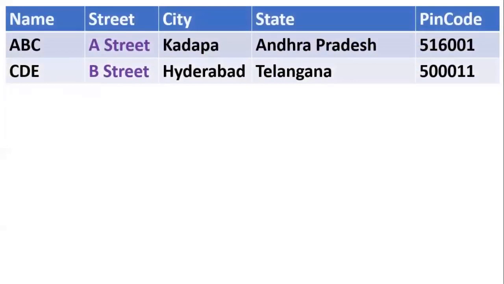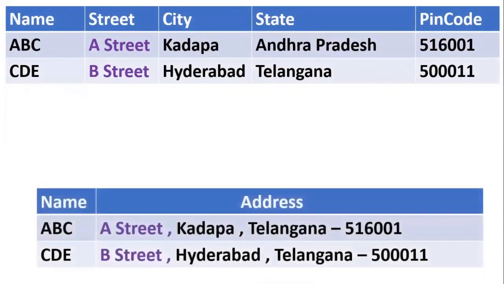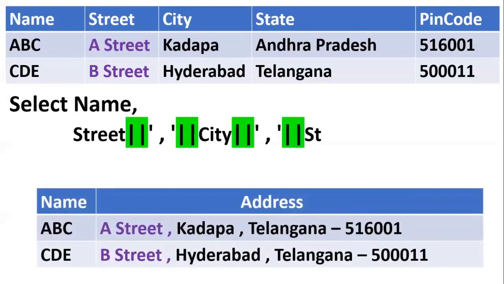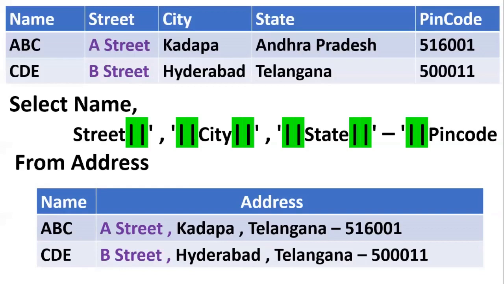Now we'll see the real-time requirement. Consider that a table has two records. Our requirement is that the name should be as is and the address should be concatenated with comma and hyphen. We need to combine these strings now. That's why we are using the pipe symbol, and we want them to be separated by comma and hyphen. So street concatenated with comma, city concatenated with comma, state concatenated with hyphen and pin code. If you execute this query, we'll get the requirement. As of now, it is simple.